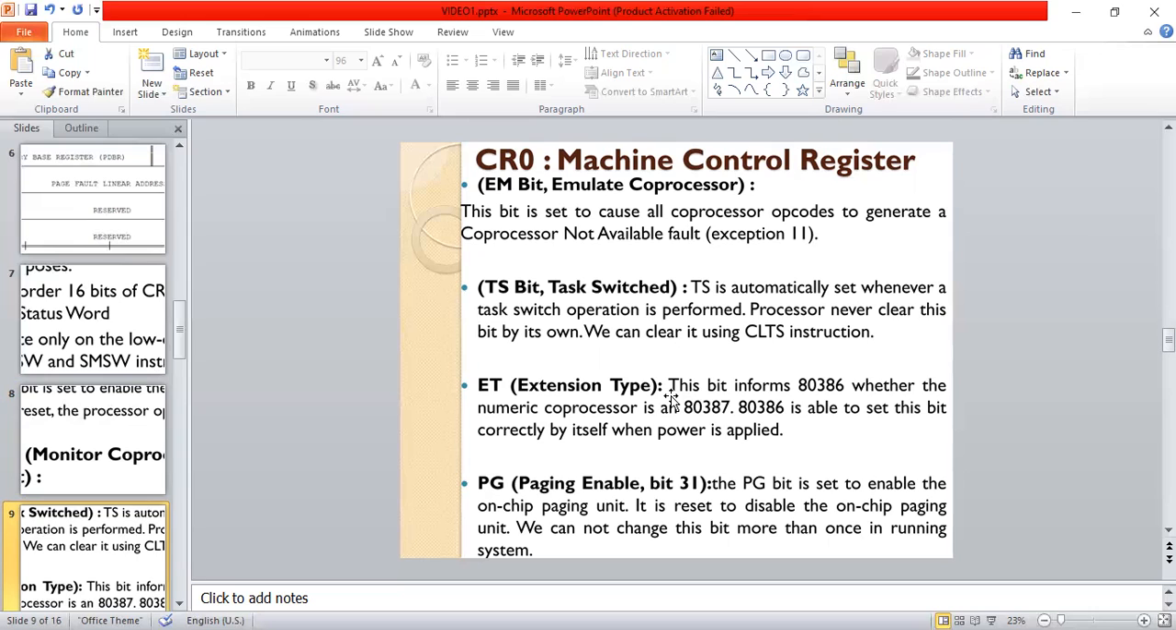The PG bit, paging enable bit. The PG bit is set to enable the on-chip paging unit. When cleared, it disables the on-chip paging unit. We cannot change this bit more than once in a running system. That means while the system is running, we can change this PG bit only once.